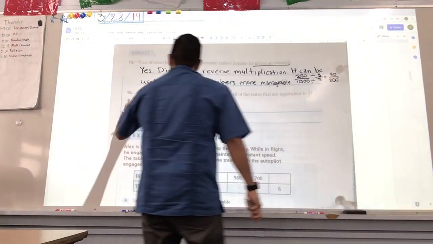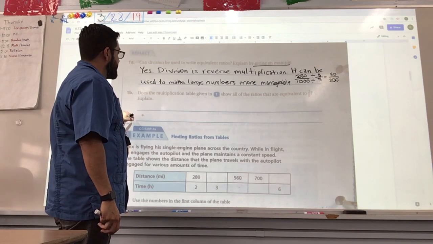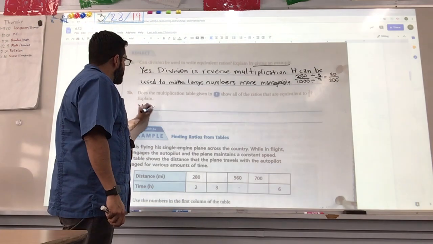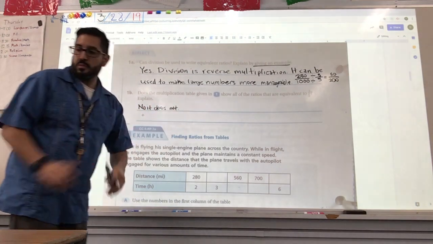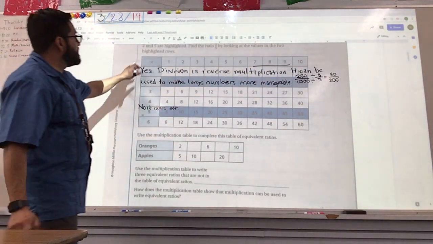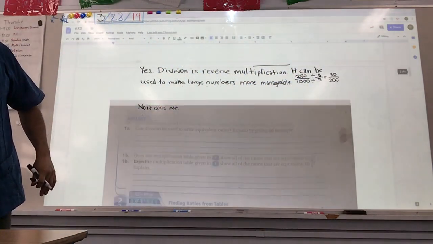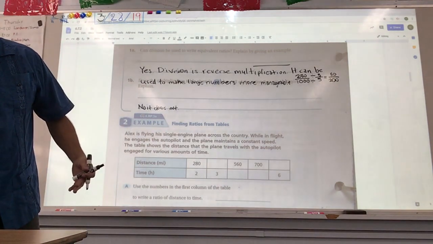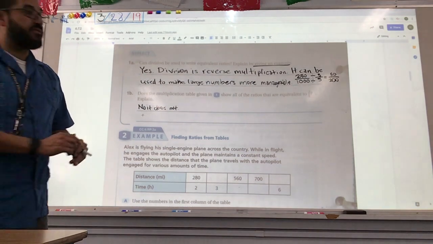So that's my example. Does the multiplication table given in 1 show all the ratios that are equivalent to 2/5? Explain. No, it does not. Okay, let's go to that multiplication chart really quick. It only goes up to 10. There is an infinite number. Infinite is just a fancy word that means you can't count how many there are because it goes on forever.